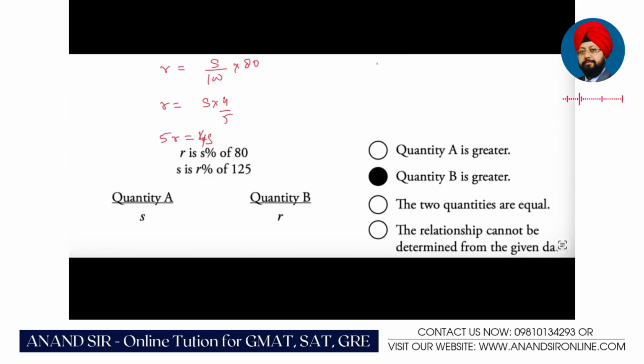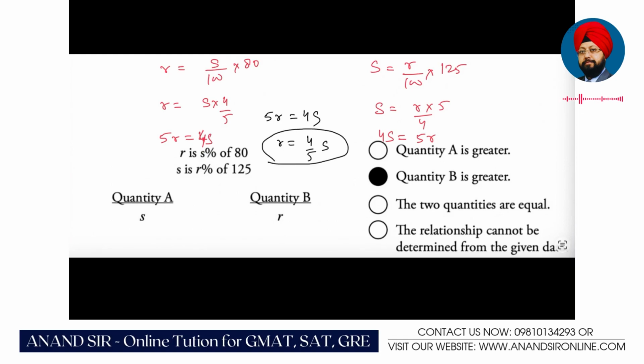The second one says S is R percent of 125. So this is also R into 5 by 4. It means 4S is equal to 5R. So both of them are saying that 5R equal to 4S. Or you can say R is 4 by 5 of S. It means R is smaller and S is bigger. So quantity A is bigger. So option number A.